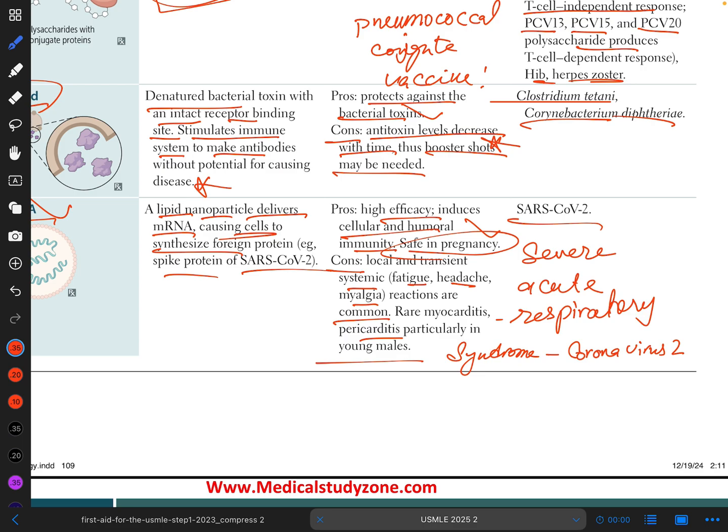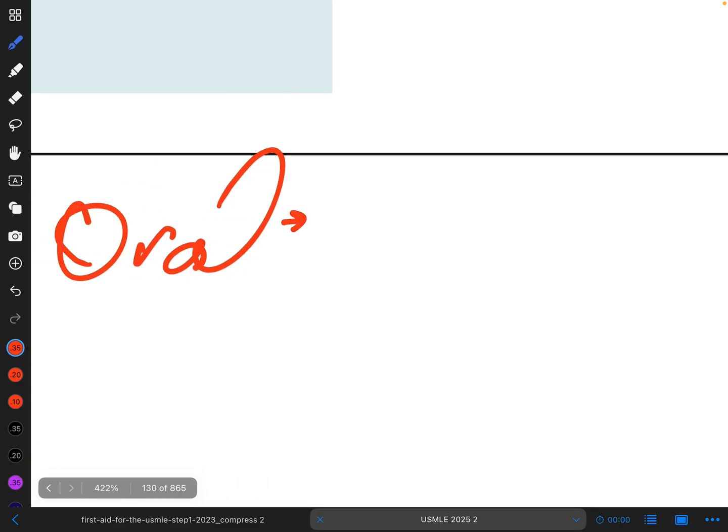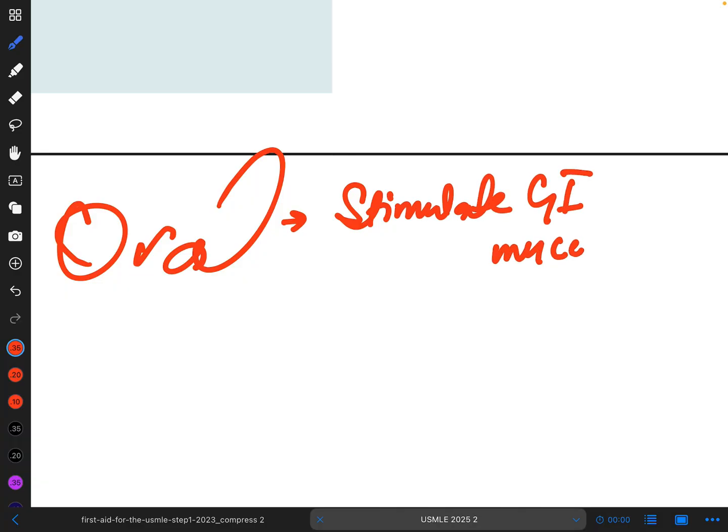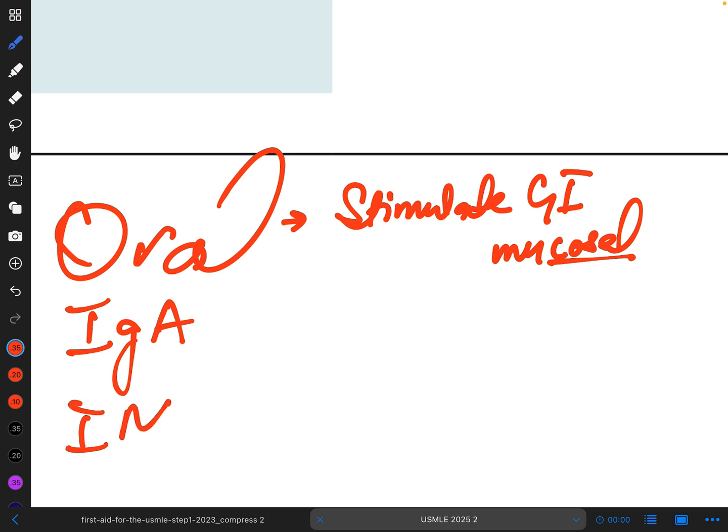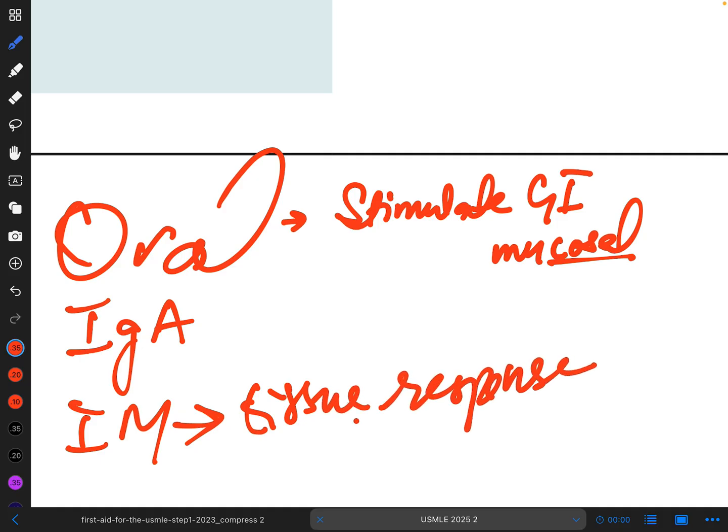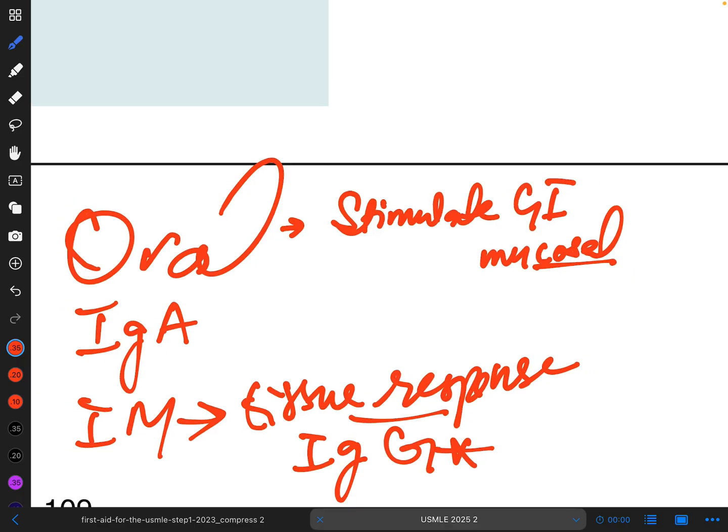These are about vaccination. But if you guys know, they have different routes: oral and intramuscular. In oral vaccines, they stimulate GI mucosal immunity, and they largely produce IgA responses. For example, oral poliovirus and rotavirus. And if you go intramuscular, then they stimulate a tissue response, and they largely produce IgG. Okay, so if you give any vaccine orally, it will give largely an IgA response. If you give any vaccine intramuscularly, it will give an IgG response.